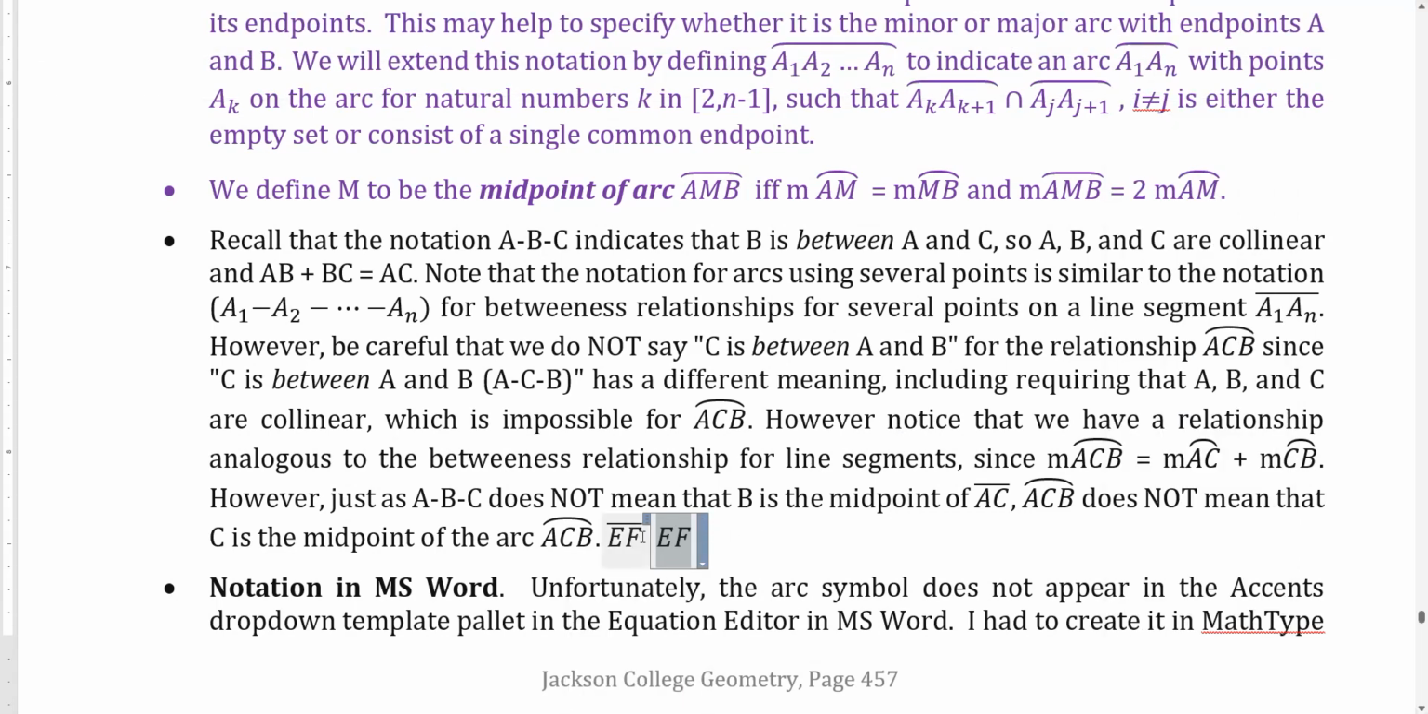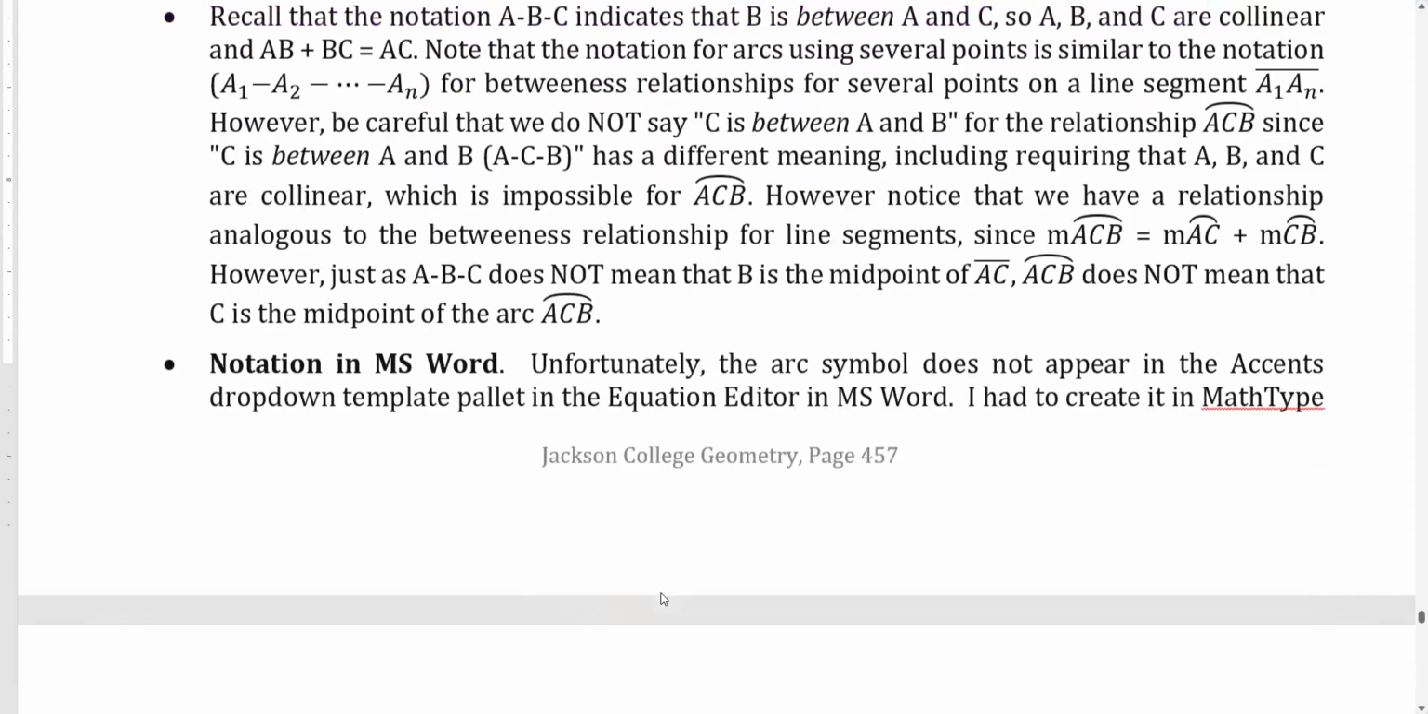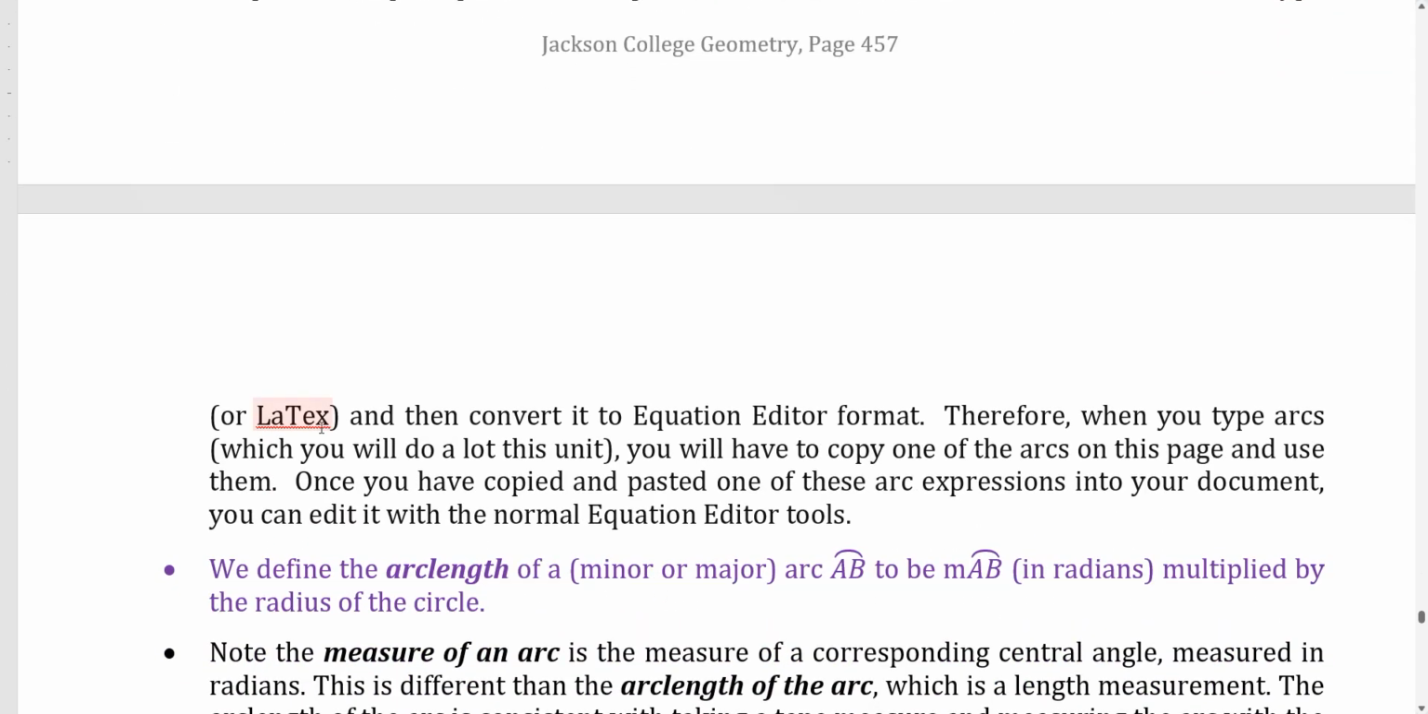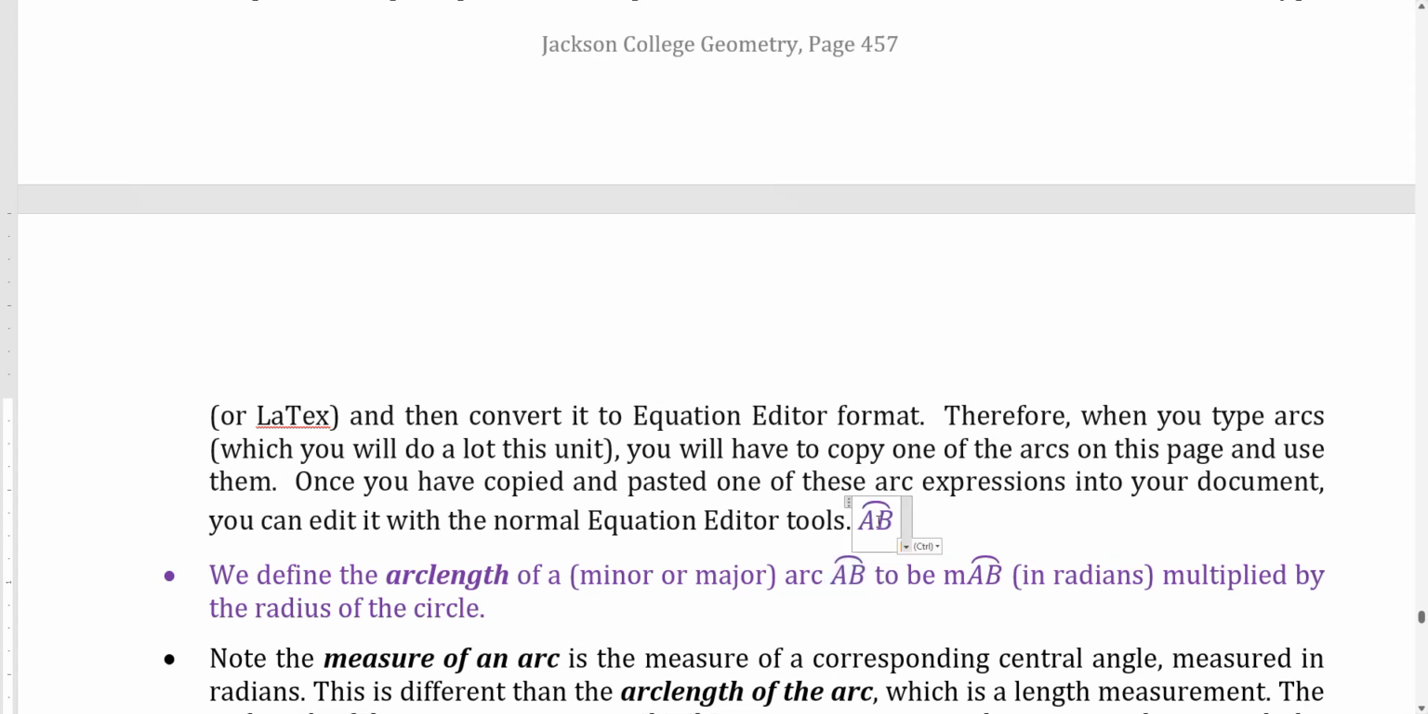Okay. But what I was able to do, actually, I use another program called MathType, and I created this thing in MathType, or if you use LaTeX, you could do that. I created this symbol there, and then I converted that to Word equation format. So if I want to write arc EF, I just copy and paste this, and now it is editable, and I can go back in here and say EF.